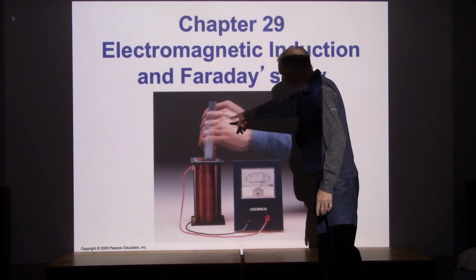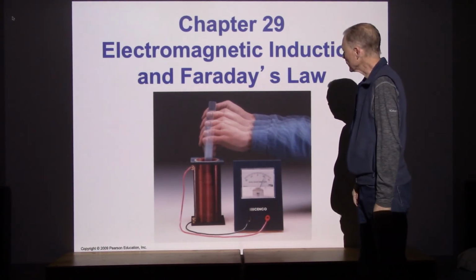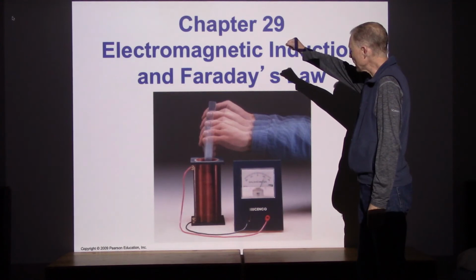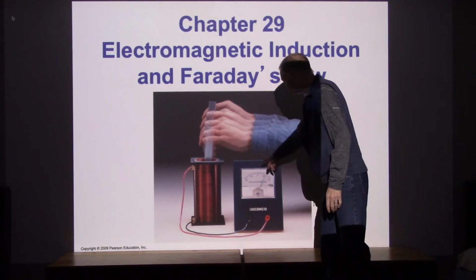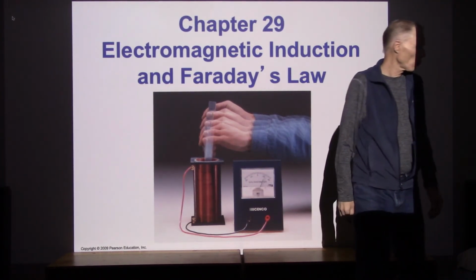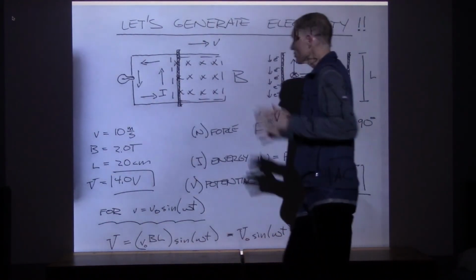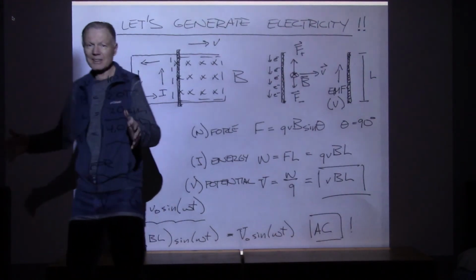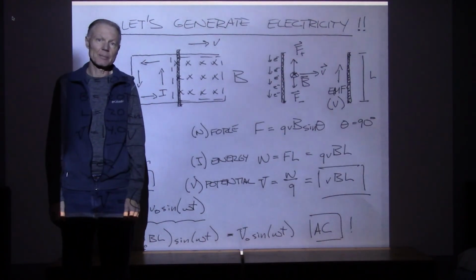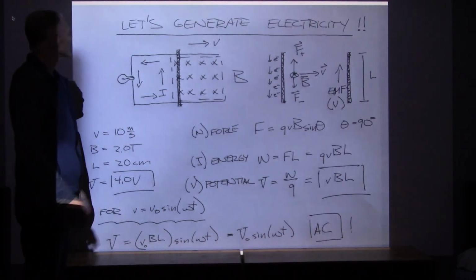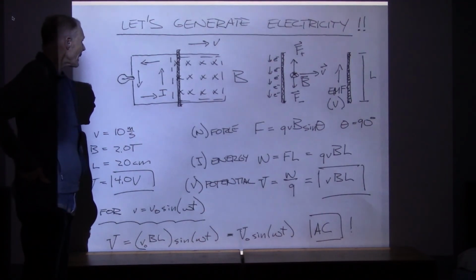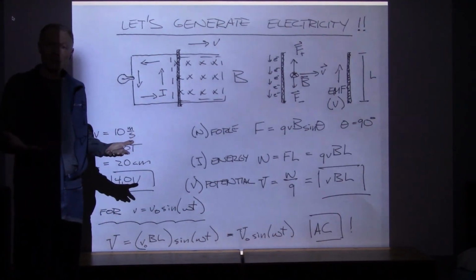And there's a magnet that person is holding, and as the person moves the magnet, it actually is generating a current. So you know what this chapter should really be called is Let's Generate Electricity, because that's what the chapter actually is about. So the chapter is taking a look at how electricity is generated.